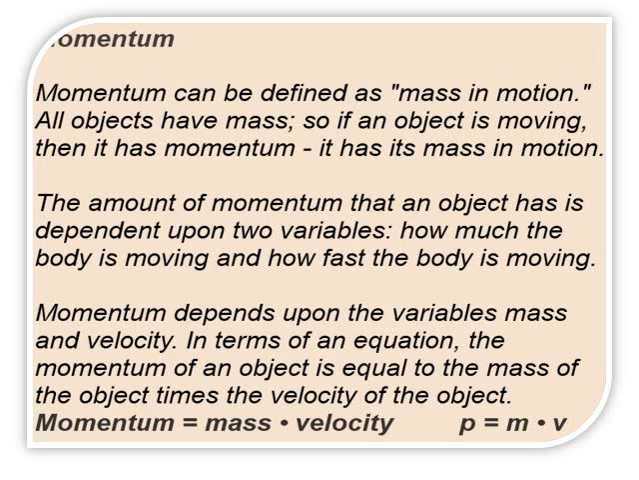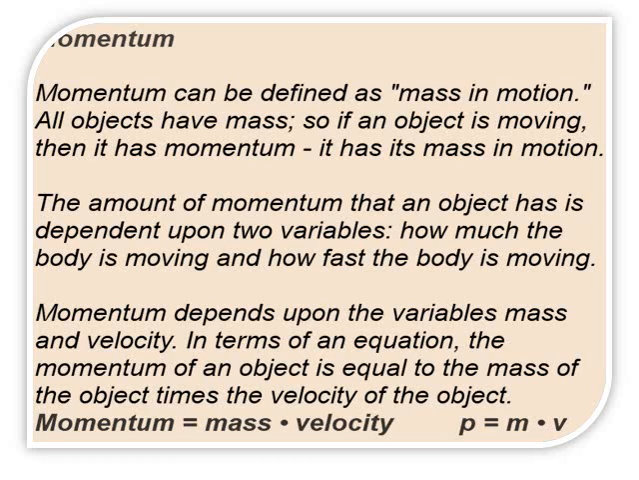All objects have mass. So if an object is moving, then it has momentum. That means it has its mass in motion. The amount of momentum that an object has depends on two variables: how much is the mass of the body and how fast the body is moving. Momentum depends upon the variables mass and velocity.